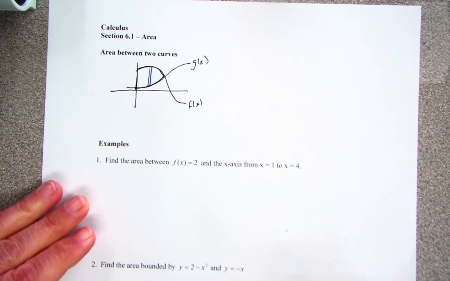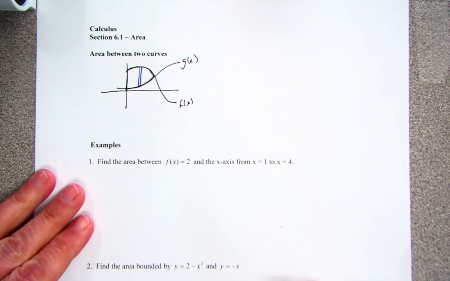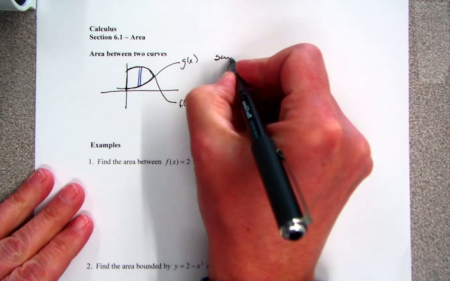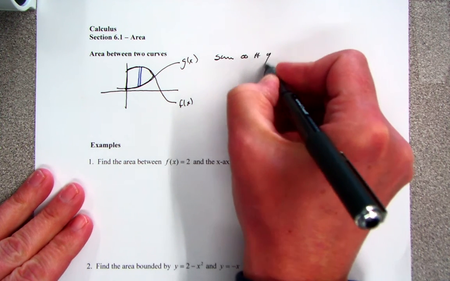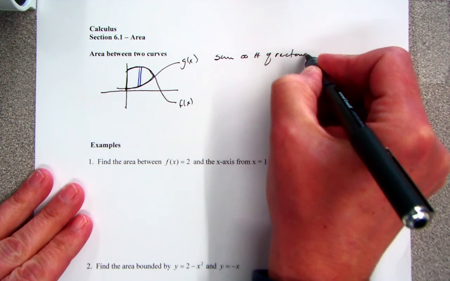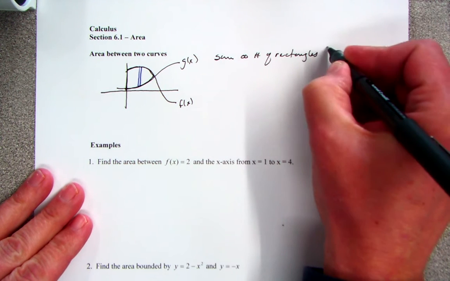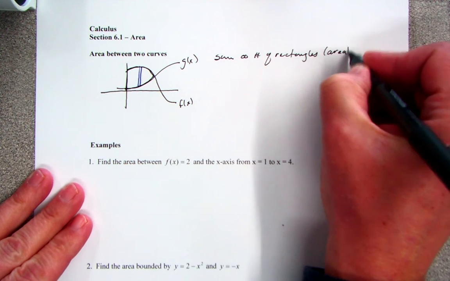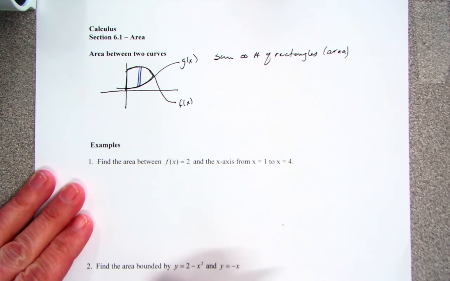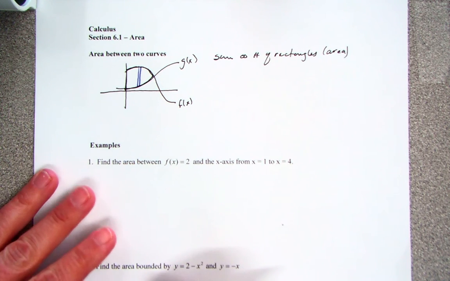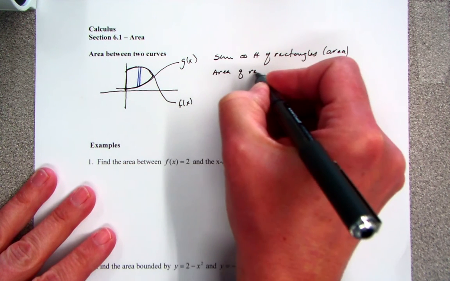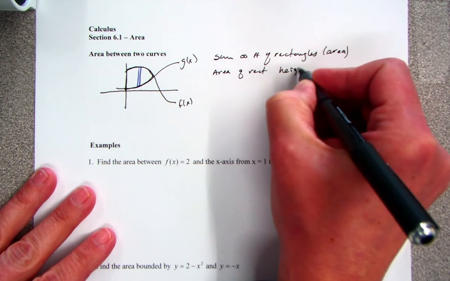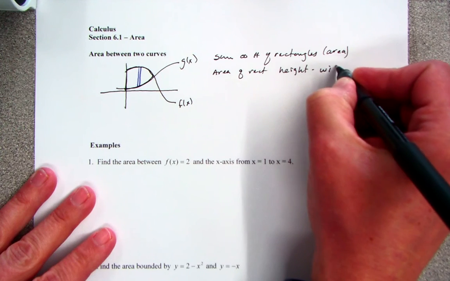So what we're going to do is sum all these rectangles. So how many are we going to sum? An infinite number of rectangles. And we're going to sum the area of those rectangles. And by summing the area, we'll be able to find the area between those two curves. So the area of a rectangle is the height times the width.